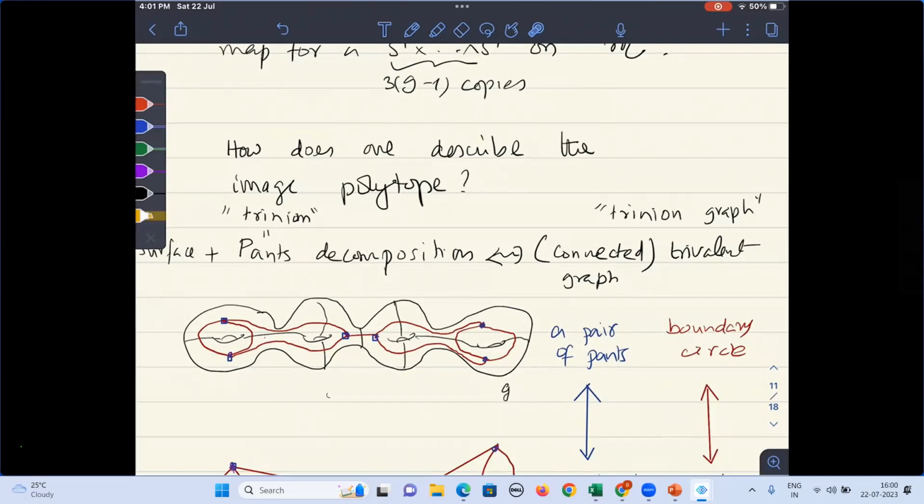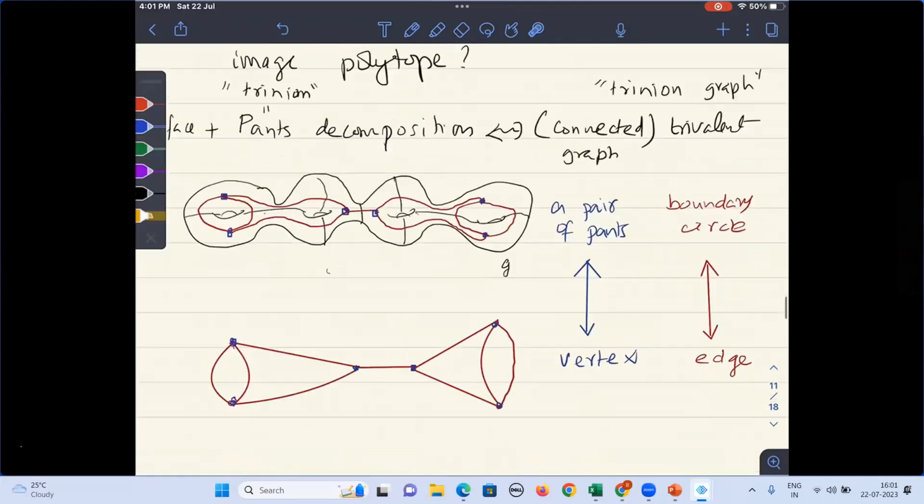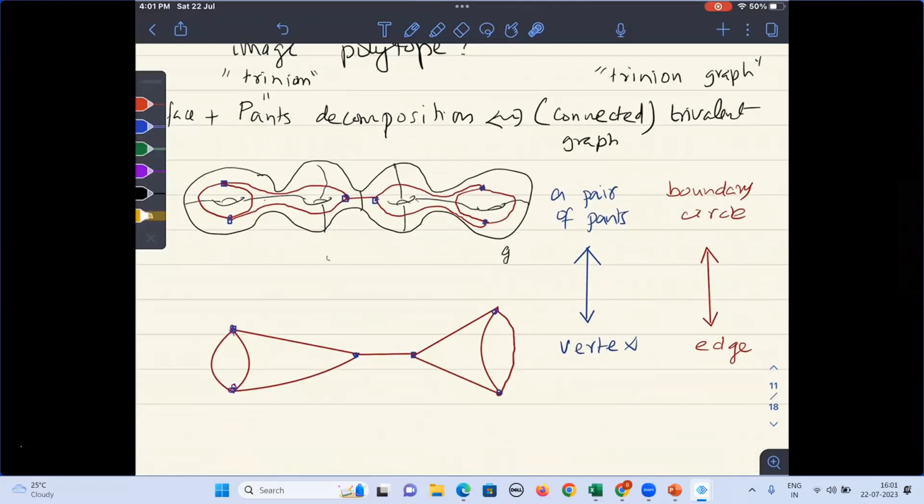For that, you have to bring in another object called the trinian graph that's associated to the pants decomposition. So here I have drawn for you the trinian graph, which is a trivalent graph associated to this pants decomposition. The vertices of the graph correspond to pairs of pants in the decomposition. So there are 6 pairs of pants in my decomposition. They are given by these violet points. And so they correspond to these vertices 1, 2, 3, 4, 5, 6. And the edges correspond to common boundary circles. And you will see there are 9 boundary circles. Here is one.